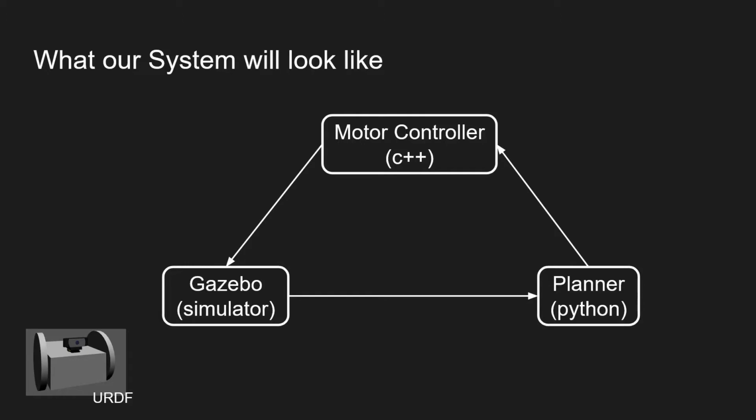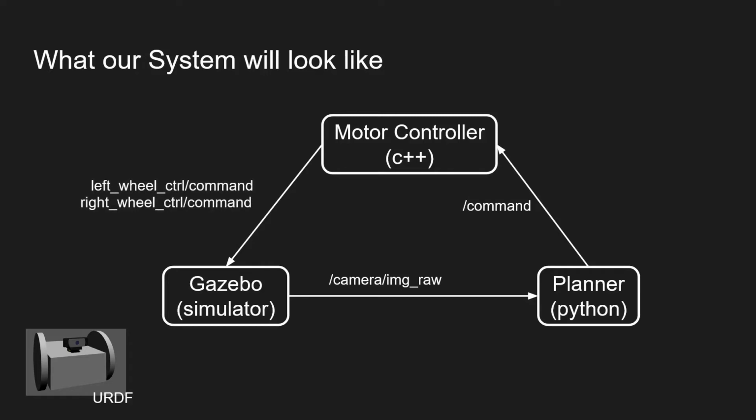Gazebo simulator will talk to the planner on this camera image raw topic. So it's going to be sending pictures to the planner, and the planner will process the images, do its thinking, and then it'll talk to the motor controller through the command topic. The motor controller then will send its values through these 2 topics, the left wheel controller command and the right wheel controller command. So this is what our high-level diagram looks like.